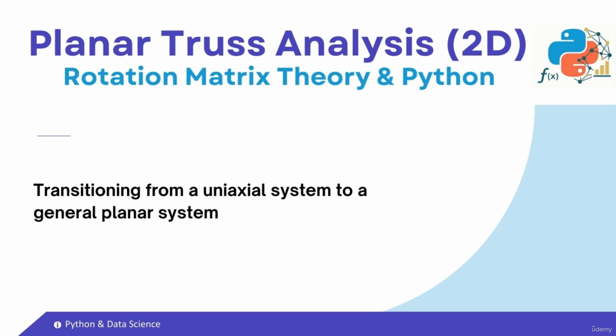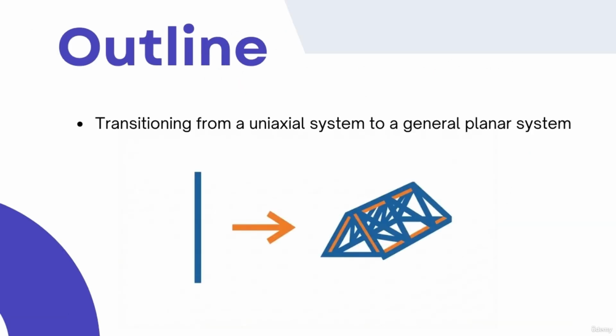In part 1, we mastered the one-dimensional bar. We learned how to assemble a stiffness matrix and solve for displacement. But real structures are rarely one-dimensional. Bridges, cranes, roof trusses, these are all two-dimensional systems. Today, we are transitioning from 1D to 2D. We will cover rotation matrix theory, and we will implement a fully generic Python script that can solve any planar truss geometry.